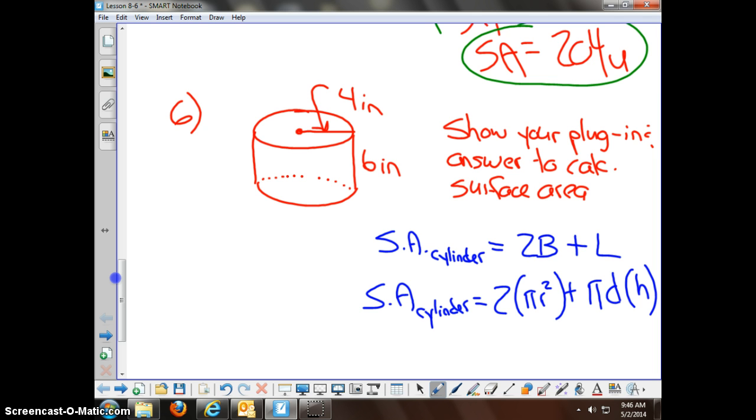Questions on that? Does it matter that we don't know the diameter, or at least we're not given the diameter? Because what do we have? We got the radius. So another way of saying pi d h, if we only know the radius, would be what? So Edie?